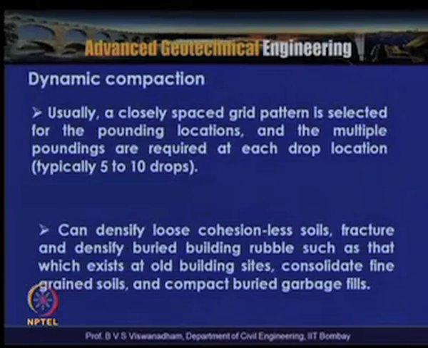In this lecture we introduced field compaction testing methods and the assessment of field compaction. We also discussed how we can correct for oversized particles. In addition to the shallow compaction methods, we gave an introduction to different methods existing for densifying soils at greater depths. This is required for strengthening soils against liquefaction susceptibility.